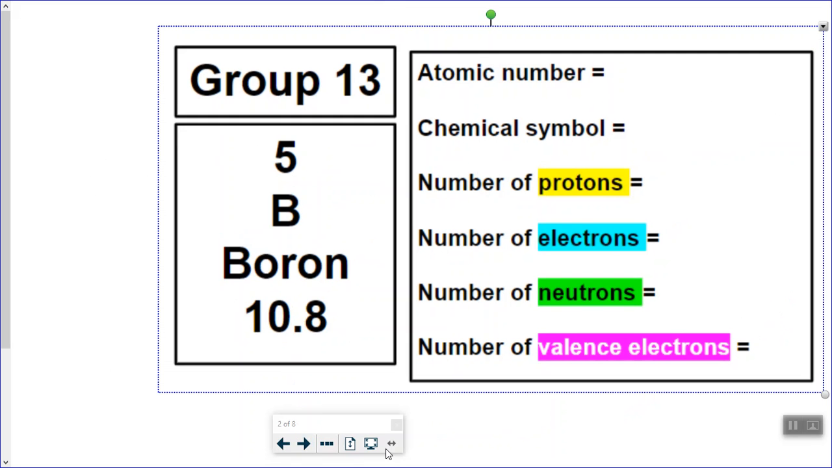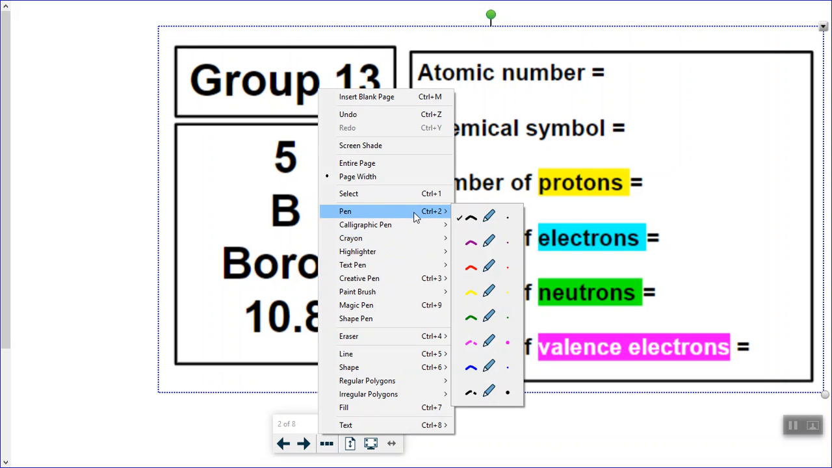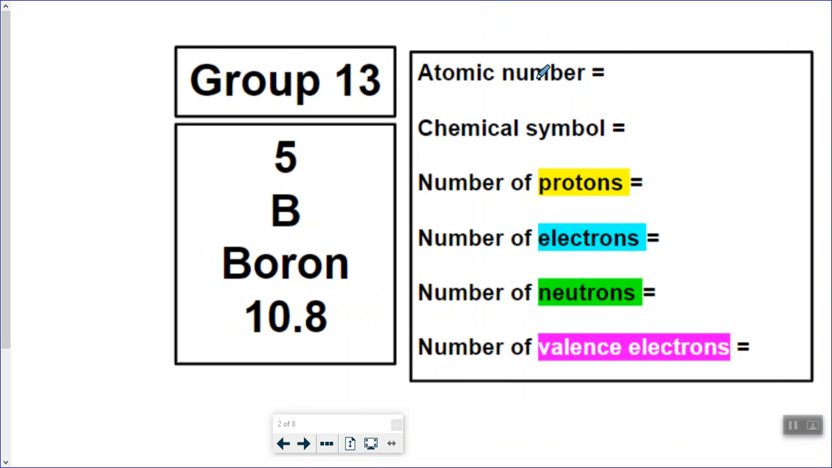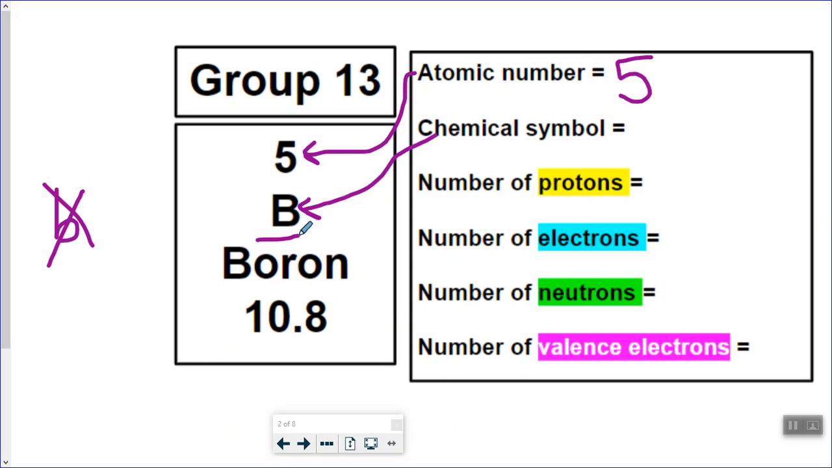Now let's do this one together. Boron. Okay, boron. The atomic number is this number at the top. It's 5. Okay? The chemical symbol is the letter. Remember, we don't use lowercase letters. It needs to be a capital B, una mayúscula. So here you're going to write or type B. That's the chemical symbol.